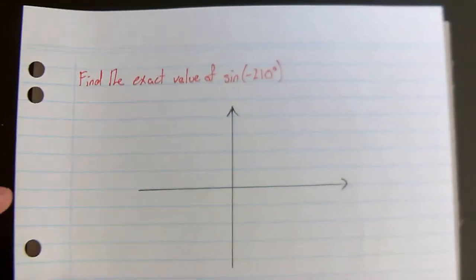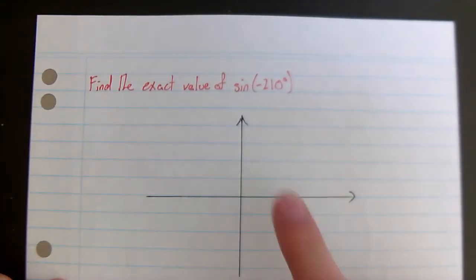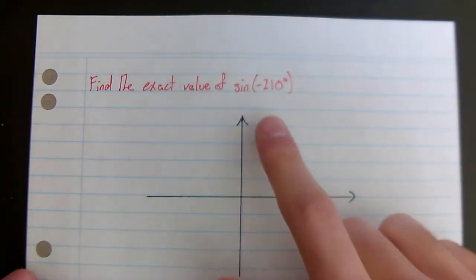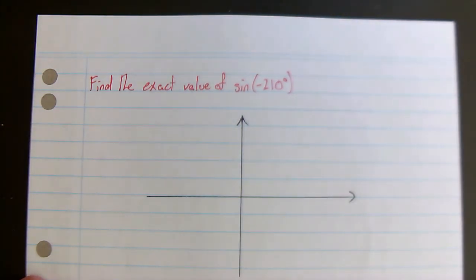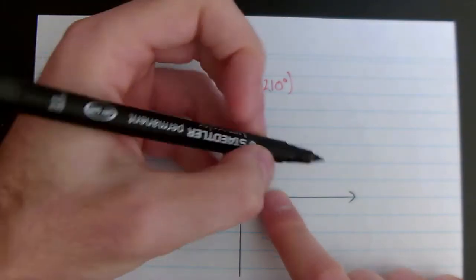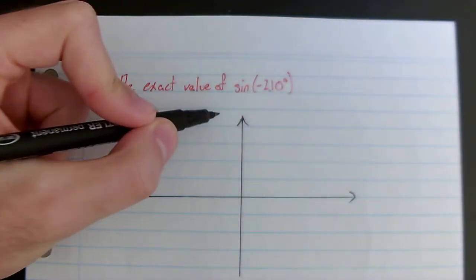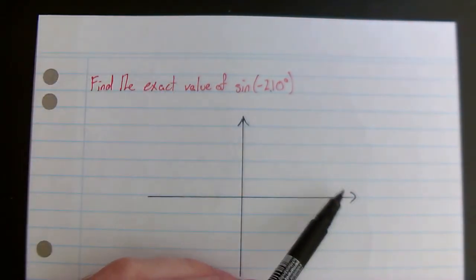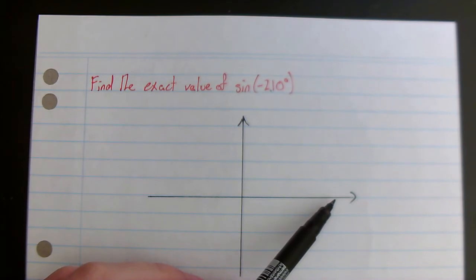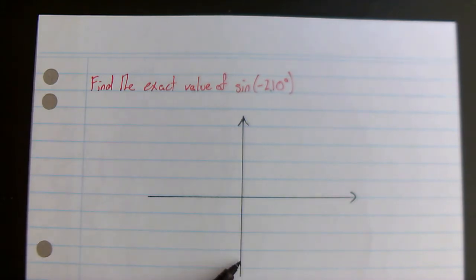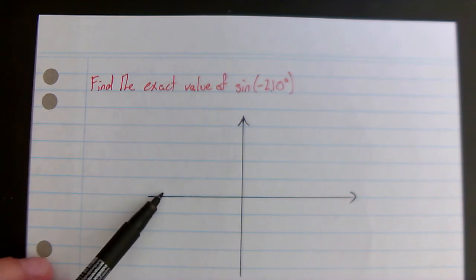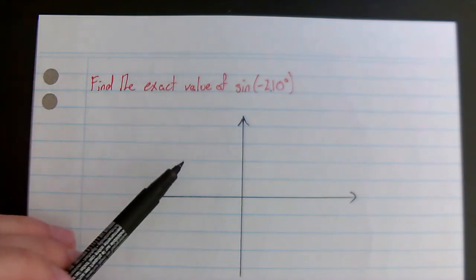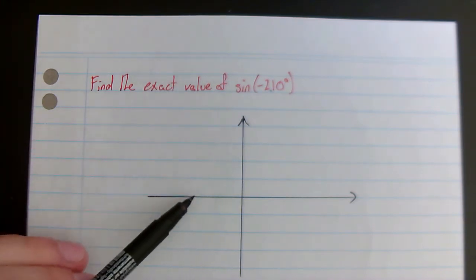Now let's look at another example. Find the exact value of sine negative 210. So where on the axis does negative 210 degrees lie? Remember we read the positive angles going counterclockwise, so negative angles we read in the opposite direction, going clockwise. So we're going 210 degrees clockwise. We go around, remember this is negative 90 degrees, and then negative 180, and then negative 270. Negative 210 obviously lies between negative 180 and negative 270, so it's lying somewhere here.